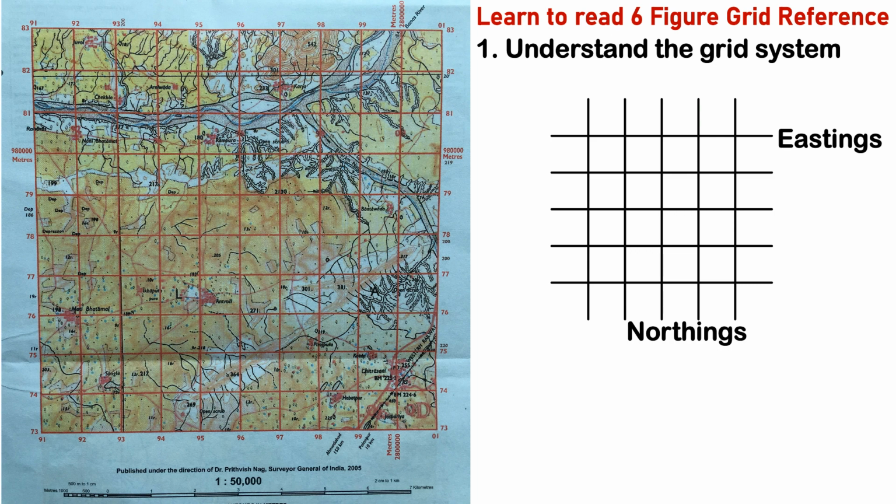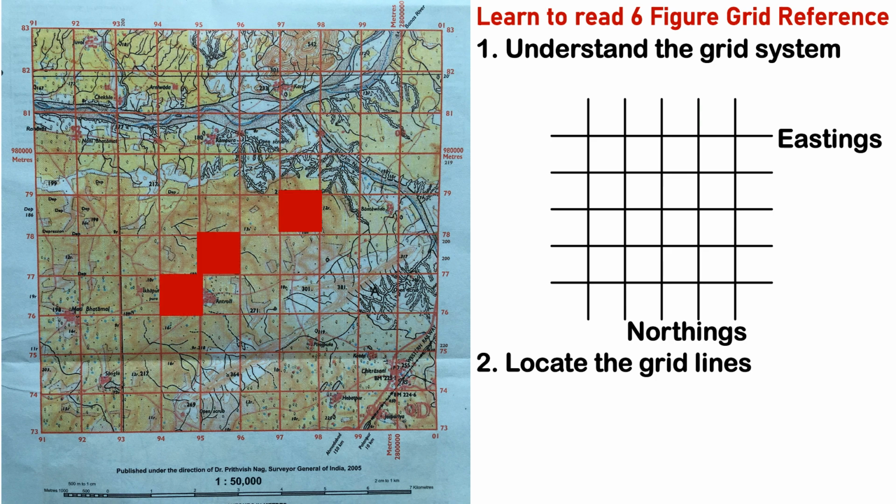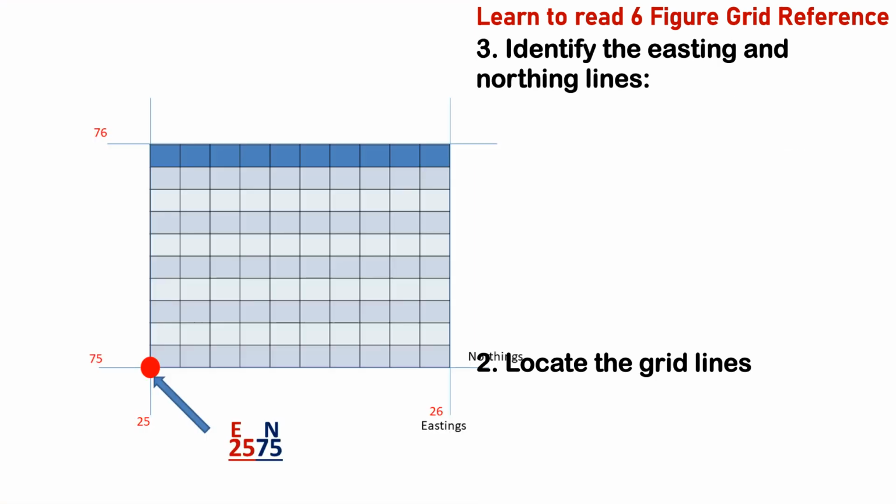2. Locate the grid lines. Look for the grid lines on the topographical sheet. The lines are typically labeled with numbers along the sides of the map. 3. Identify the easting and northing lines. Determine the two grid lines that intersect at the point you want to reference. The easting line runs horizontally, while the northing line runs vertically.